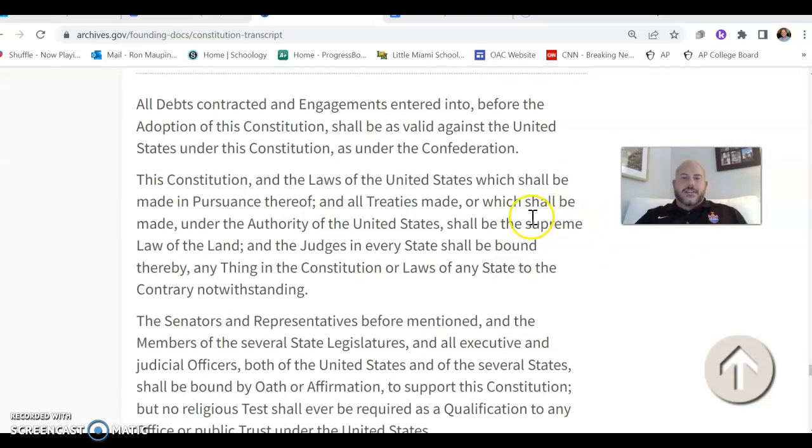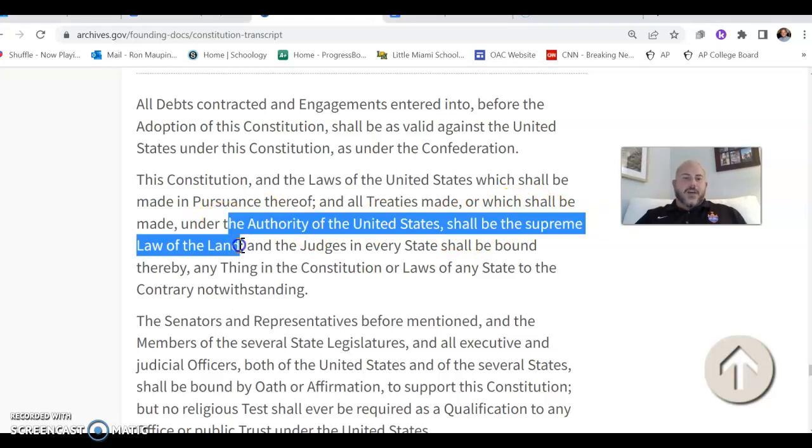Rounding out the original Constitution after the amending process is Article 6, which mostly deals with the Supremacy Clause. It basically says that the authority of the United States shall be the supreme law of the land. So this is talking about issues with federalism as well. If there is a conflict between federal authority and state authority, per Article 6, what we call the Supremacy Clause, the federal government is supreme, therefore it wins out.